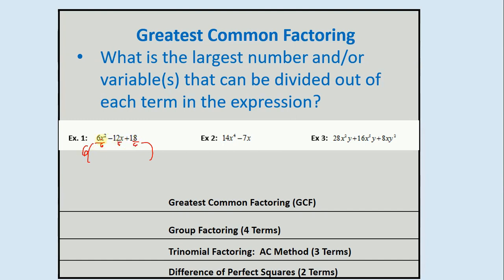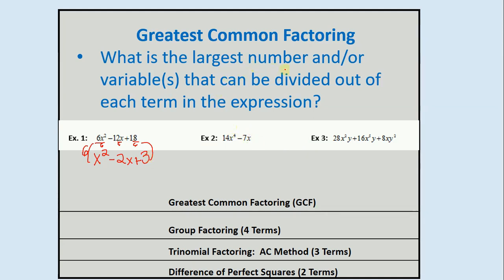So if I divide 6x squared by 6, I will be left with x squared. Negative 12x divided by 6, that's negative 2x, and then 18 over 6, that is 3. Notice, guys, I could factor that further, but not with GCF. We'll cover that in a little bit, how to factor that kind of problem. Let's look at the next one here.